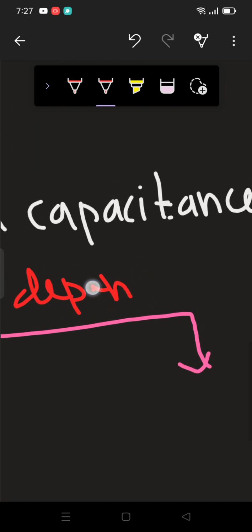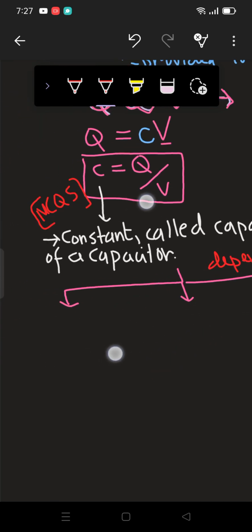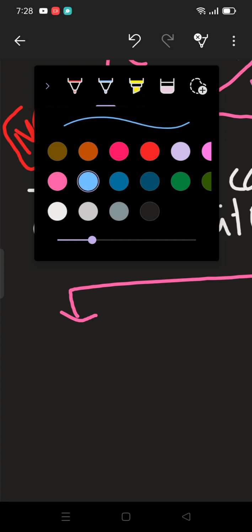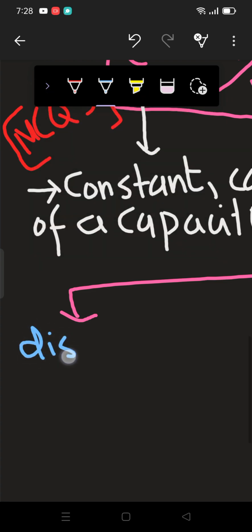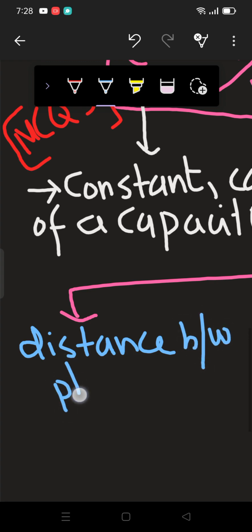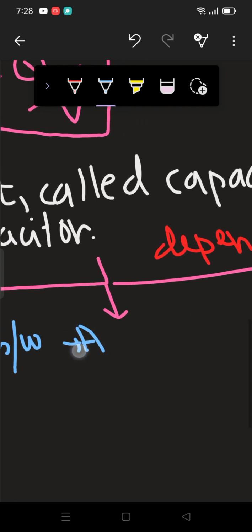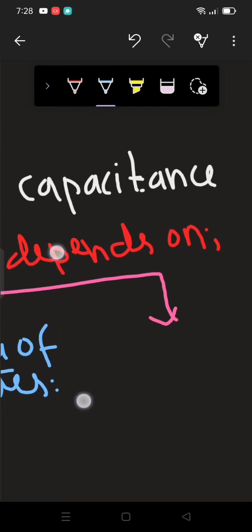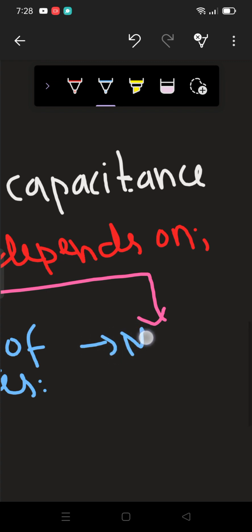Depends on three things, right? The distance between the plates, the area of the plates, and the material of the medium or the nature of the medium, right?